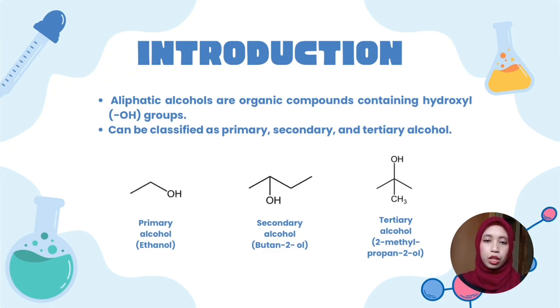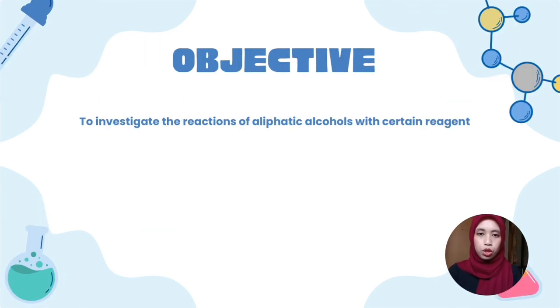The first type is primary alcohol, where the OH group is attached to a carbon bonded to only one other carbon. For example, ethanol. The second type is secondary alcohol, where the OH group is on a carbon bonded to two other carbons. For example, butan-2-ol. The last type is tertiary alcohol, where the OH is on a carbon bonded to three other carbons, such as 2-methyl-propan-2-ol. Moving on to our objective.